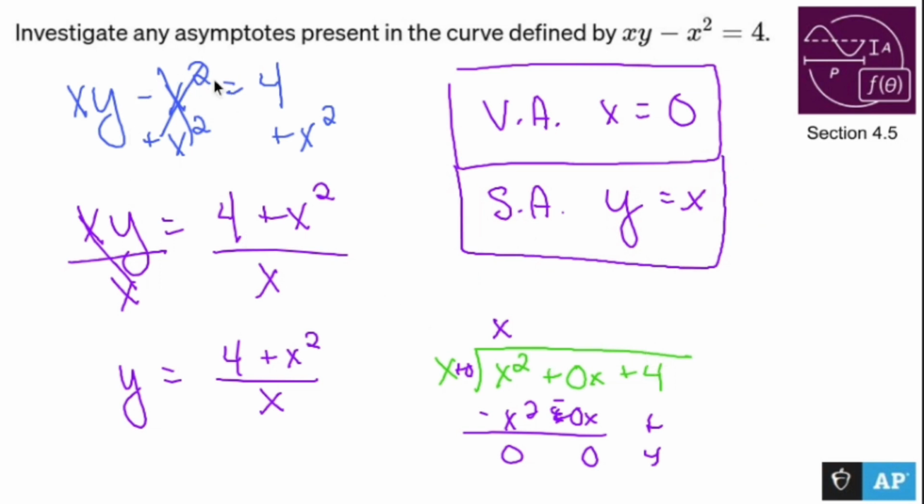So the asymptotes that we end up with are a vertical asymptote at x equals 0 because it makes y undefined, and a slant asymptote at y equals x because the degree on top is 1 higher than the bottom, and we did polynomial long division, got just x, and don't care about the remainder. So we say slant asymptote at the equation y equals x. Wasn't that fun?